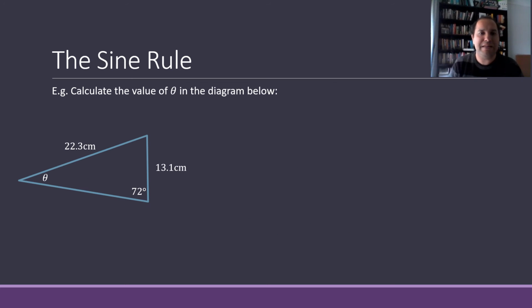All right, in this next one, we've got to calculate an angle this time. Once again, we've got an angle that's unknown, and this time we know the opposite side, 13.1 centimeters. We also know our angle, 72 degrees, and the opposite side. So because we know that angle and opposite side pairing, that's a big giveaway to say we can use the sine rule. This time, because we're finding an angle, I'm going to put the angle on top.